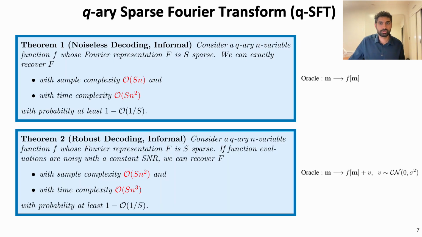And these are our results. In the noiseless case, if we have a Fourier transform that is S-sparse, we can exactly recover the Fourier transform with sample complexity order S n and time complexity order S n squared. Remember, n is the length of the sequence that's input to our function. And of course, this is a high probability bound. Now this is in the noiseless case, that is, our oracle is giving us samples with no noise. In the noisy case, we pay a factor of n in both cases, so for the sample and time complexity, there's an extra factor of n.